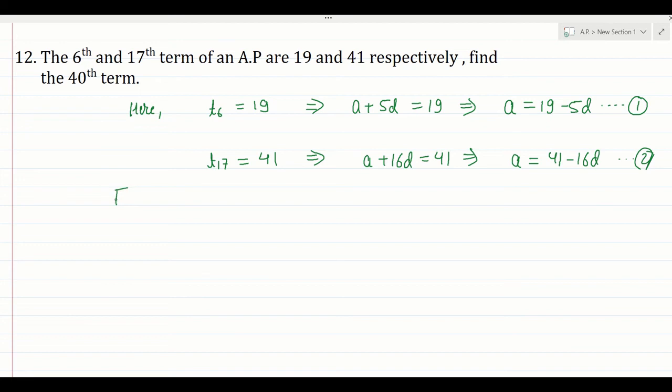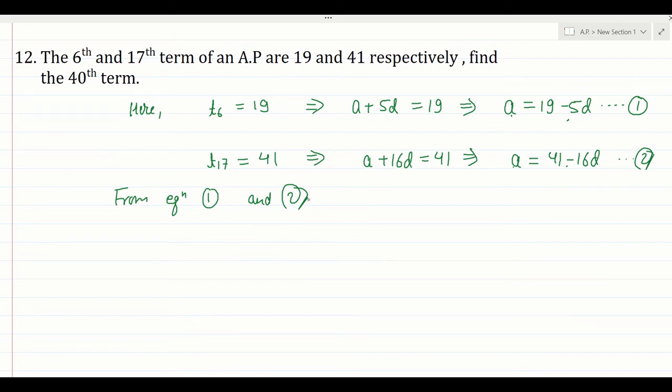So from equation 1 and 2, check the left hand side of both the equations is A. It means same. So of course right hand side of both the equations must be same.